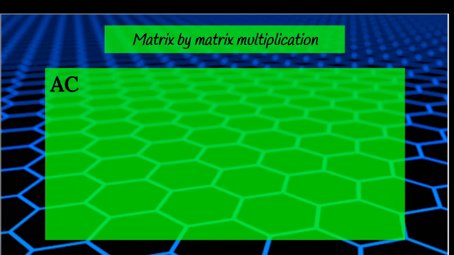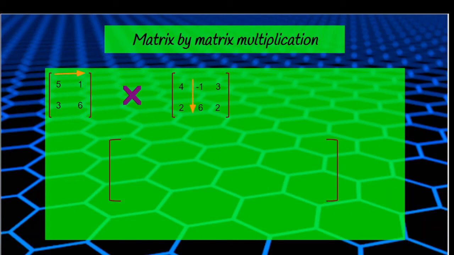To find AC, we have to multiply these two matrices together. Now, following the same technique, we take the first row of the multiplier and the first column of the multiplicand. We multiply their first values, multiply their second values, and add them together. Then we take the first row of the multiplier with the second column of the multiplicand. We multiply their first values highlighted in blue and multiply their second values highlighted in pink, then add them together.